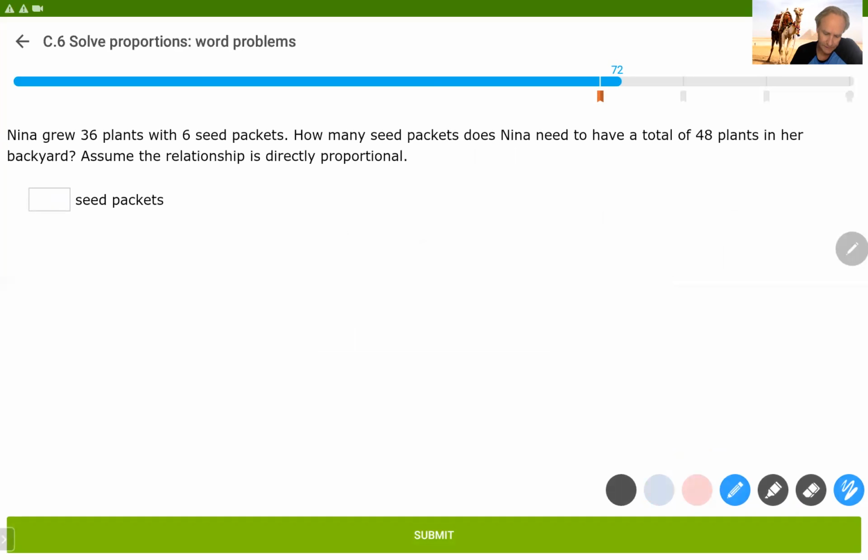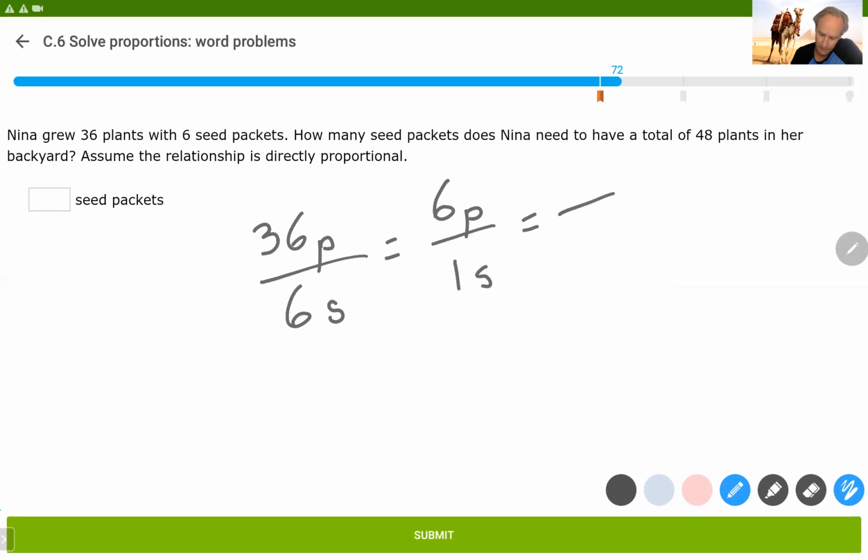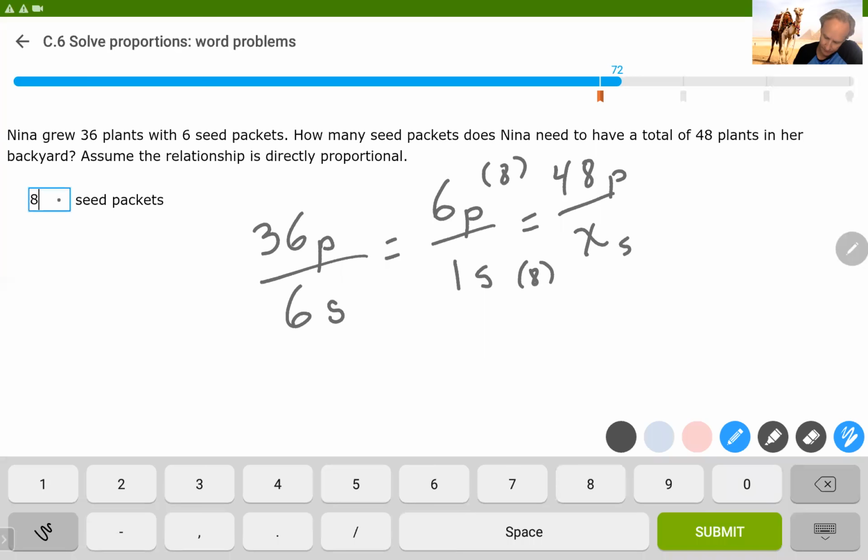36 plants and 6 seed packets. That means we're having 6 plants per seed packet. How many seed packets are needed to get 48 plants? We had to multiply by 8. So we have 8 seed packets.